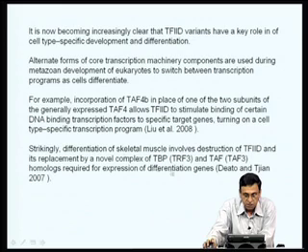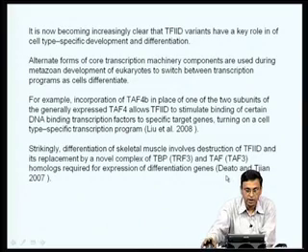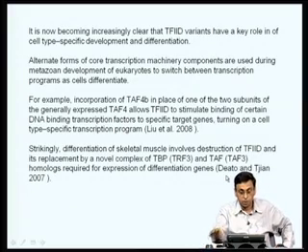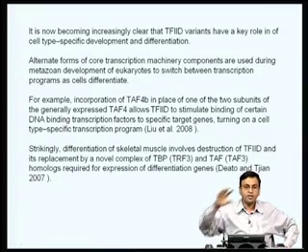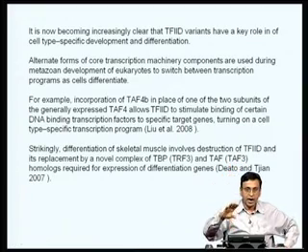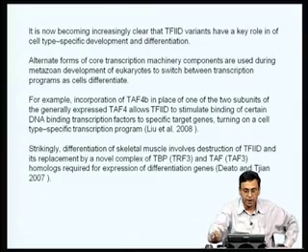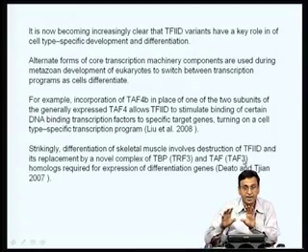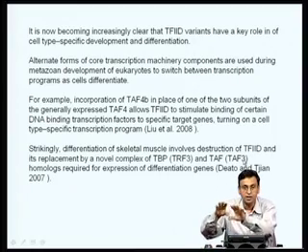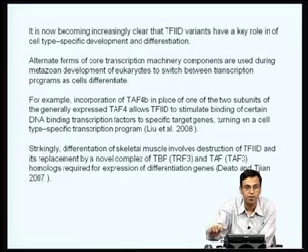Similarly, differentiation of skeletal muscle involves destruction of TFIID and replacement by a novel complex of TFIIA containing TRF3 and TAF3, and this was discovered recently in 2007. What was shown very clearly in this particular paper is that during skeletal muscle differentiation, the normal TFIID is destroyed and the normal TFIID function is taken over by a specific TBP called TRF3 and a specific TAF called TAF3, and they actually now go and activate a subset of genes resulting in differentiation of the skeletal muscle.